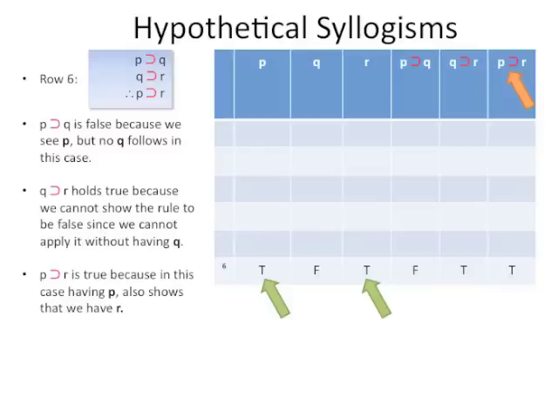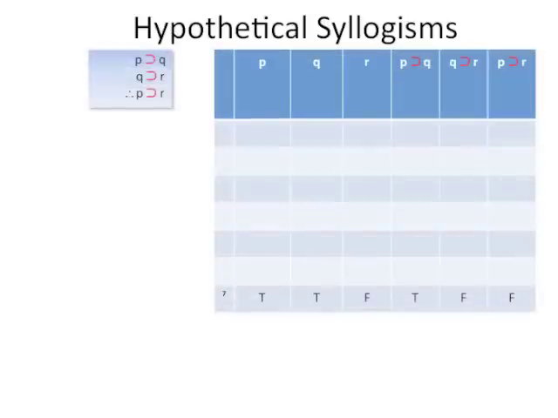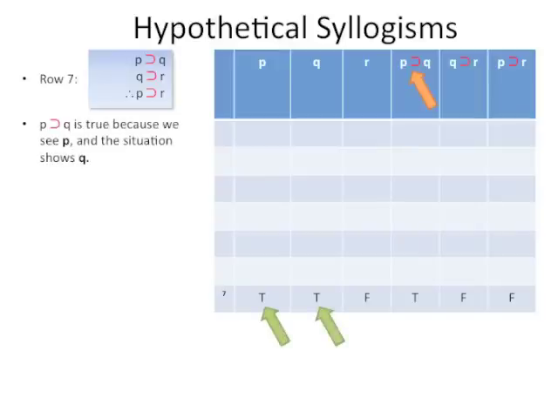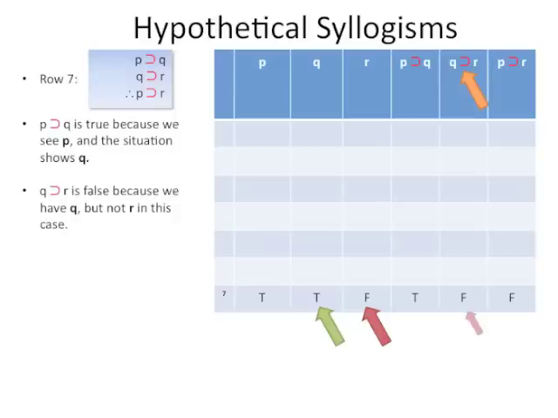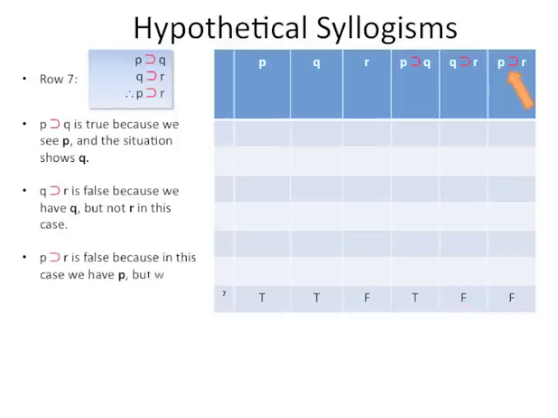Now row 7 looks to be a workable one here where we see that we have our P, we have our Q, so our first statement, if P then Q, is actually true. Now if Q then R is actually a false statement because we have Q in this case, but we don't get R out of it. And so if Q then R ends up being false. Now, if P then R also ends up being false because in this case we have P, but we don't get R out of our situation here. And so now our last column here ends up being false as well.